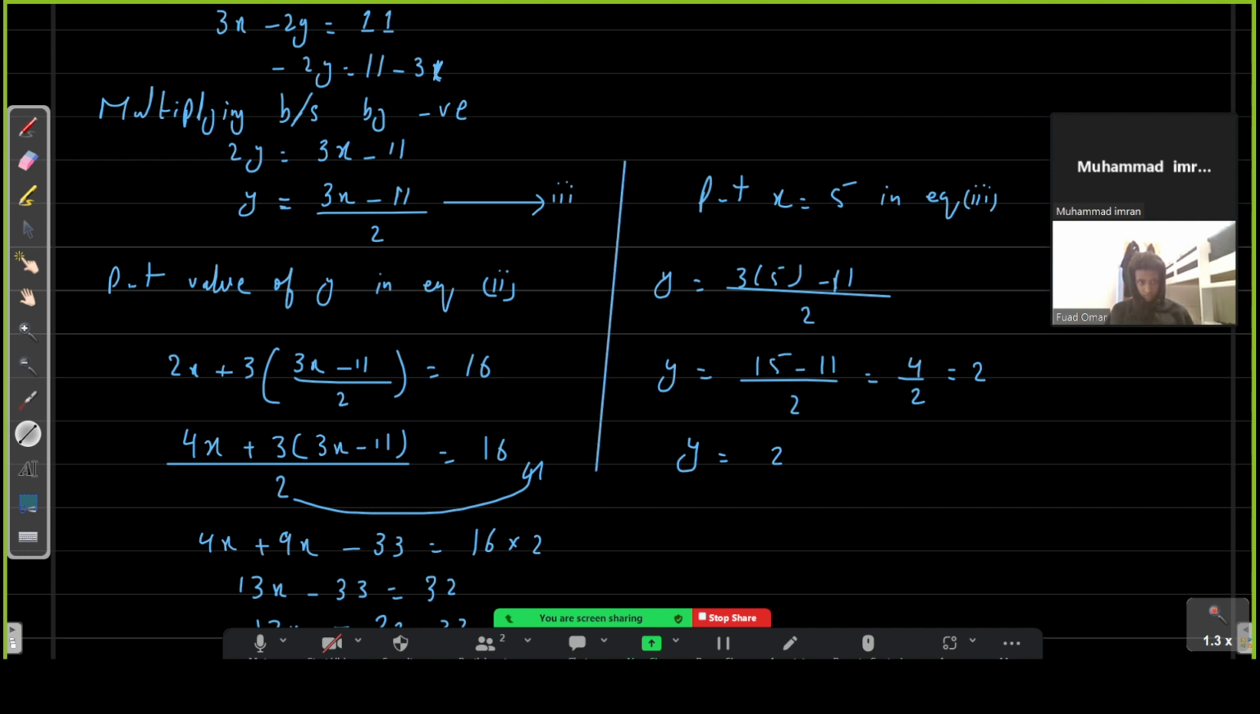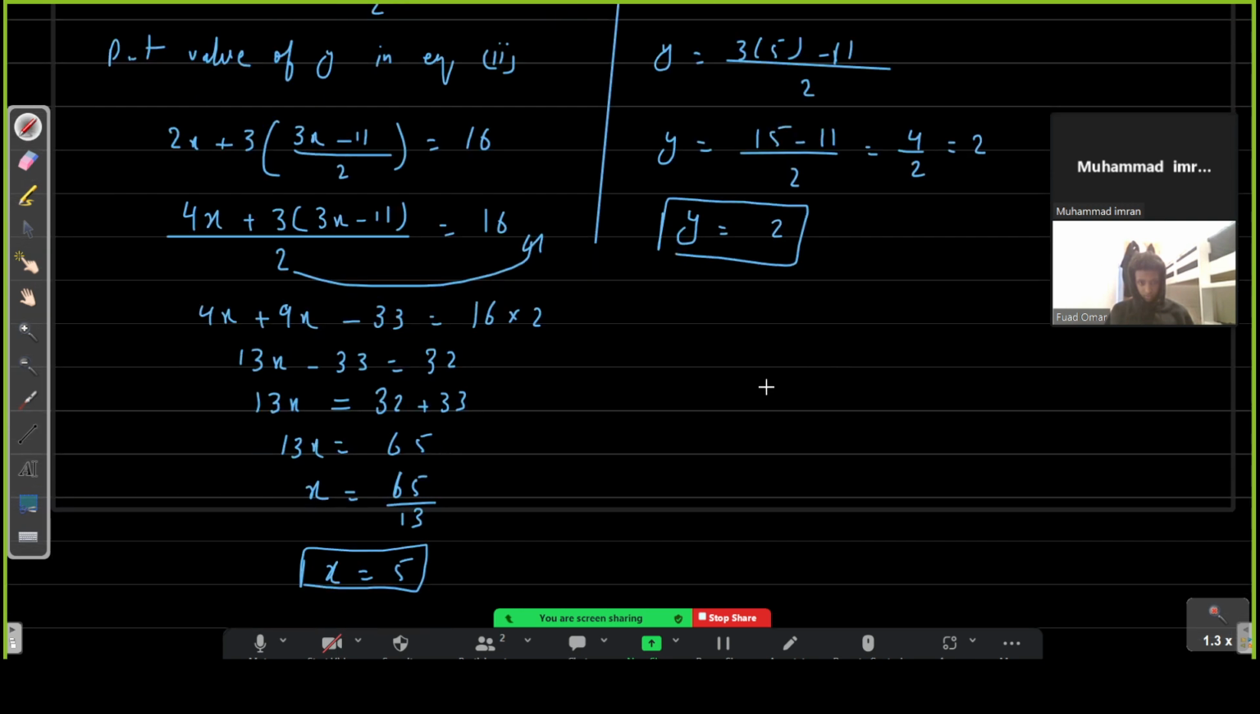So we have the solution of the simultaneous linear equations, where x is equal to 5 and y is equal to 2. So the solution is x, y, where x is equal to 5 and y is equal to 2.